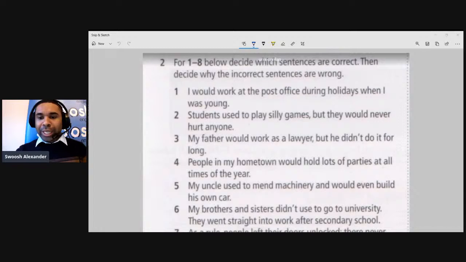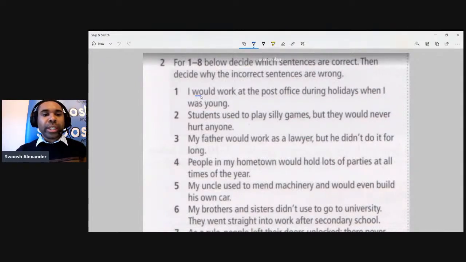If we have a look at the first sentence, we can see the use of would. It states, I would work at the post office during holidays when I was young. So what do we think? Do we think this is correct? Do we think it's not correct? What are your thoughts on this? I would work at the post office during holidays when I was young.